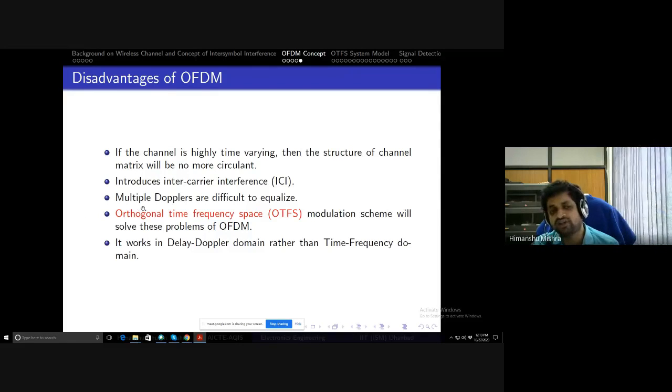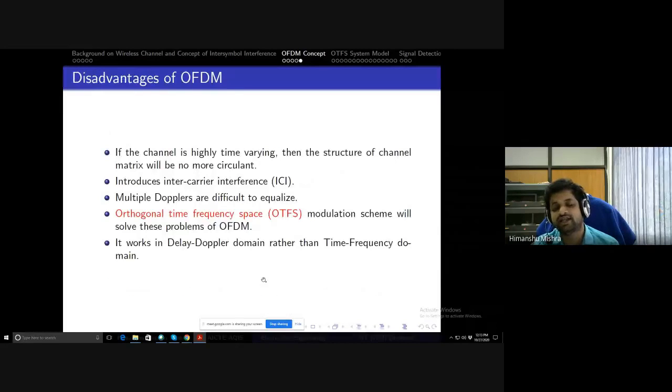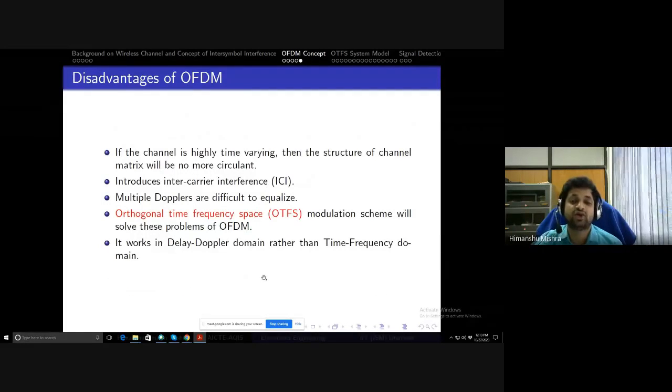Another very difficult point is channel estimation. Suppose you estimate the channel by taking some received signals, and then you detect the symbol using that estimated channel. By that time the channel has varied. That means you have an estimated channel from a previous time, but at the present time you are detecting a signal using that estimated channel, and by this time the channel has already varied.